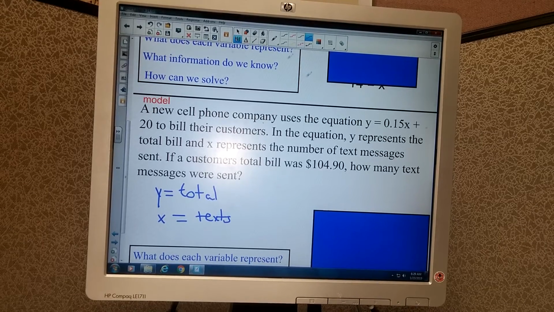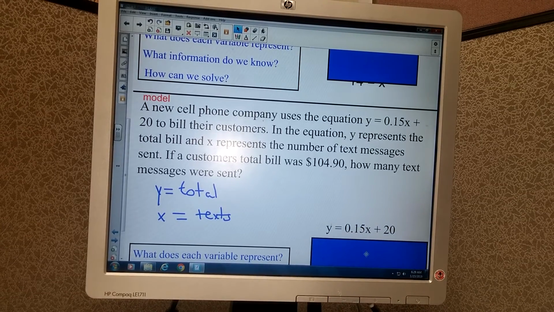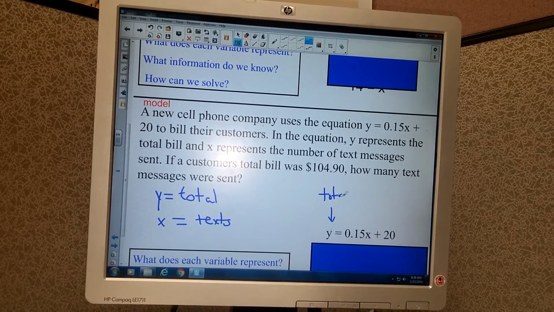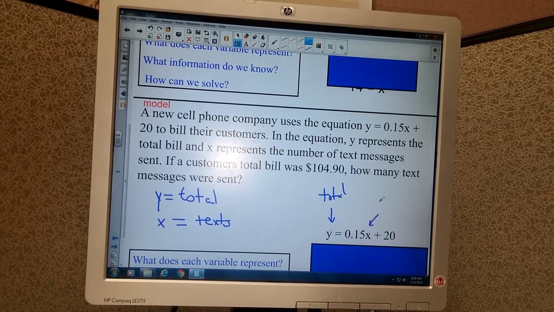So in this equation right here, y equals 0.15x plus 20. Y is the total bill. That's what you're going to pay all together. X is the number of text messages you send.